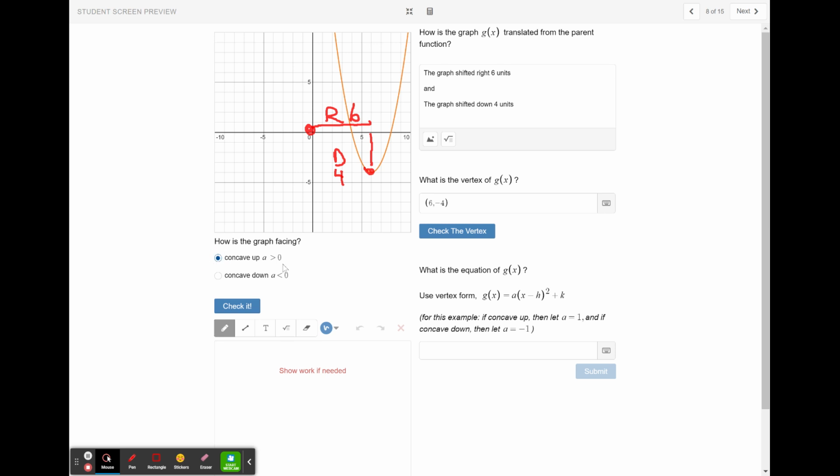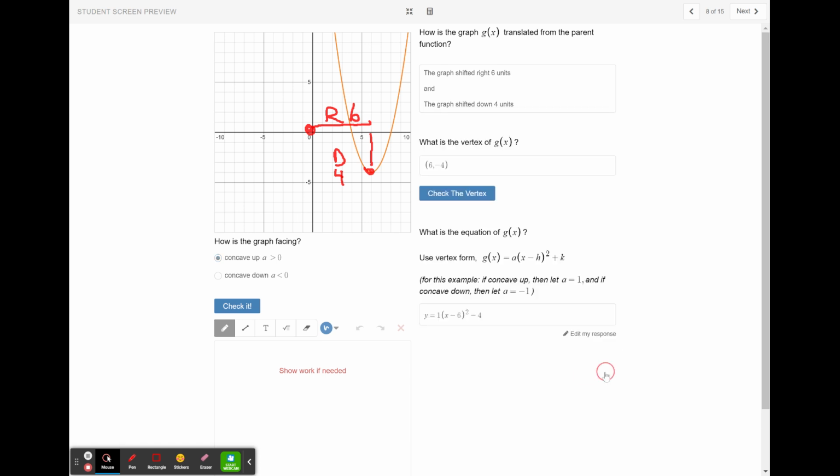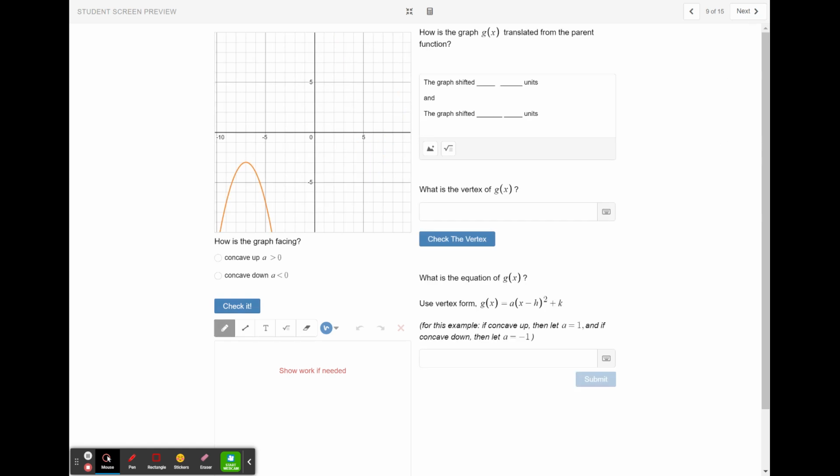And this is concave up because it's facing upward. Since it's facing upward, our A is going to be 1. Minus a positive is still going to be a minus. And then the K is exactly what you see, so it does not matter. The K was negative 4, so that's why I put negative 4. It's only the H value that switches.